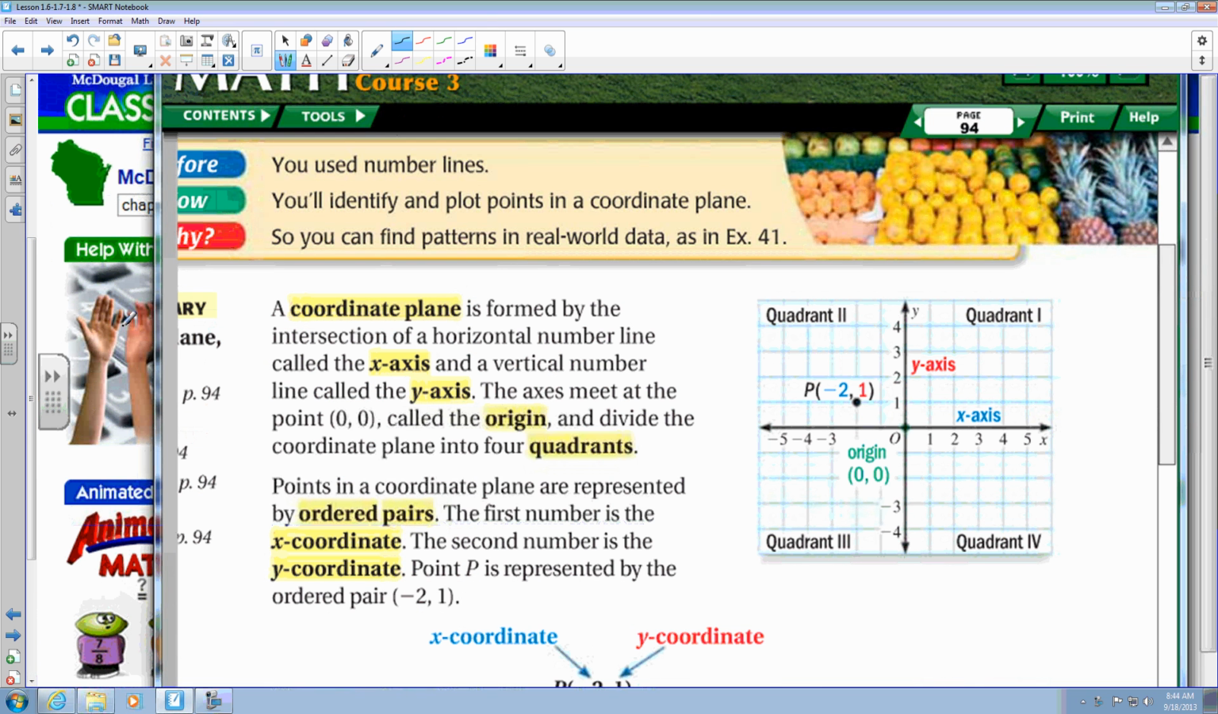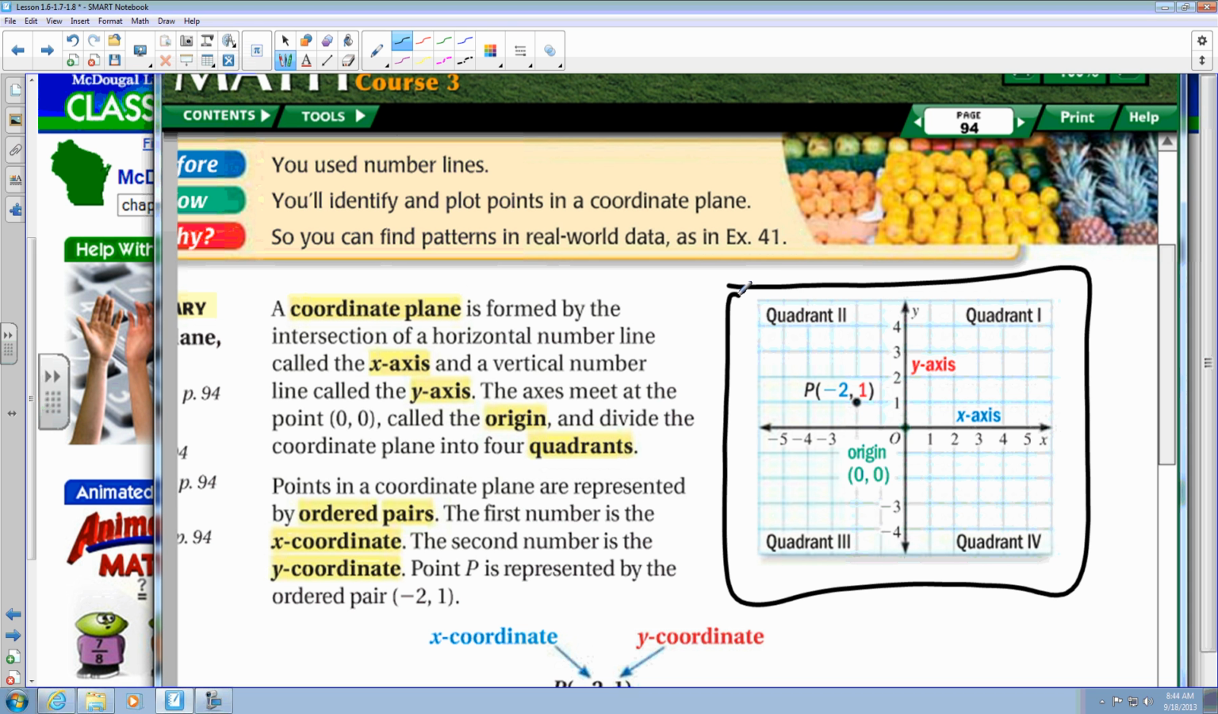It says it's formed by the intersection of a horizontal line called the x-axis and a vertical line called the y-axis. The axes meet at point 0, 0, which is also called the origin, and is divided into 4 quadrants. So if you look right here, this is an example of a coordinate plane. Like they were saying in the definition, it's broken up into a horizontal line right here, which is called the x-axis, and a vertical line right here, which is called the y-axis.